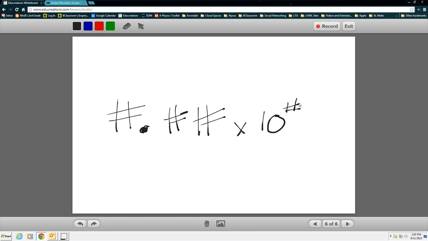Let's say that you wanted that 10 to represent a 1. What kind of exponent would be up there? Anything raised to what power gives you 1? 0. If you want this to be times 1, it would be 10 to the 0 power. If you want it to be times 10, 10 to the first power. You want it to be times 100, 10 to the second power. If you want it to be times 1,000, 10 to the third.